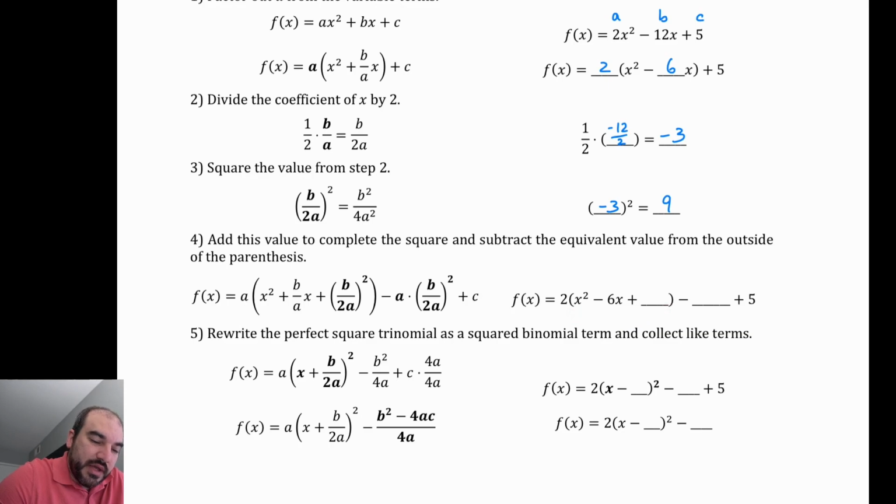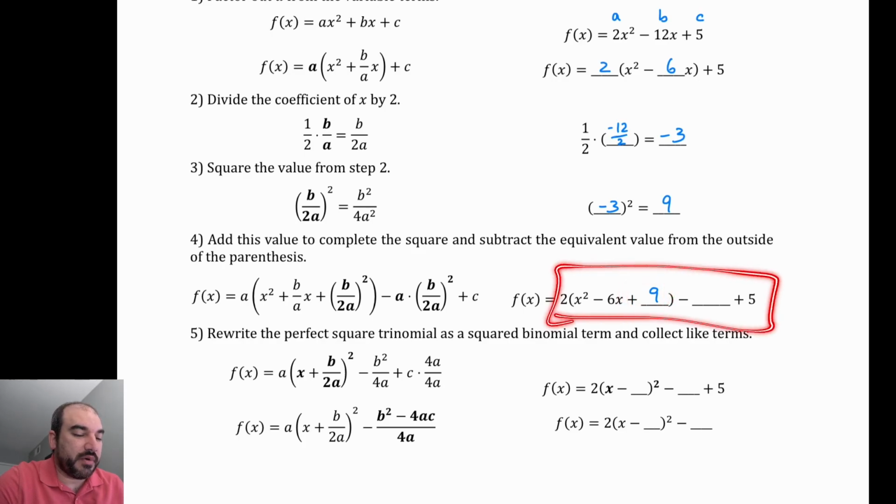And then since we added something in the parenthesis, we need to subtract something outside the parenthesis. So since we're going to add 9 here to complete the square, that's the value we got from step 3. Technically, if we add something in here, we want to subtract the same amount outside the parenthesis.